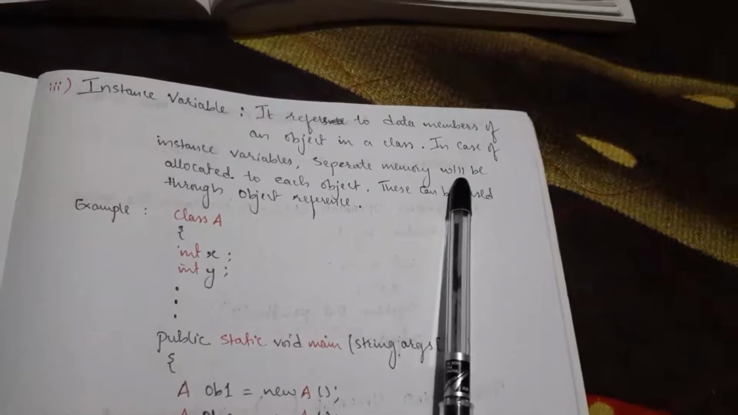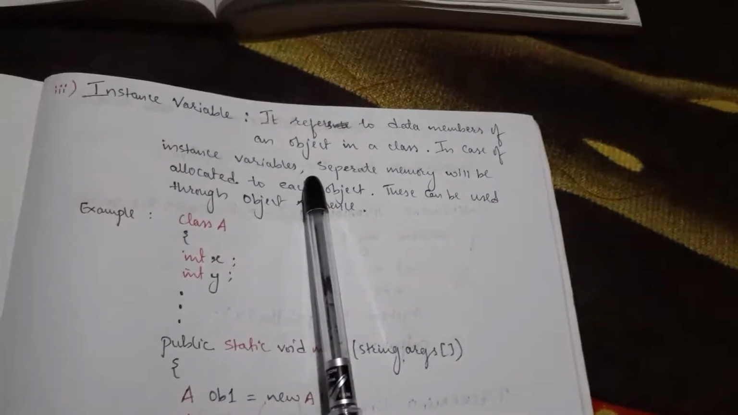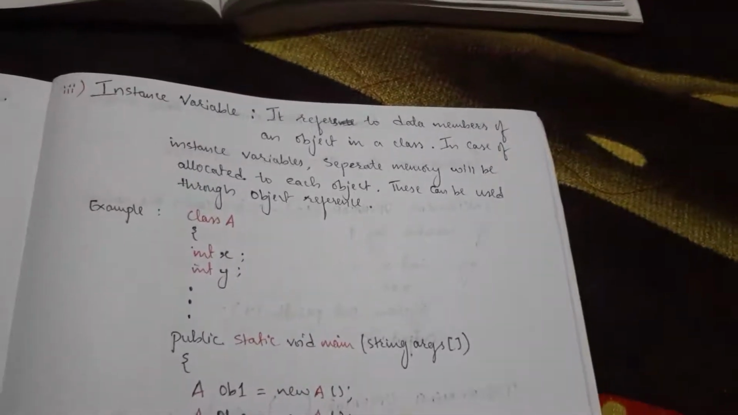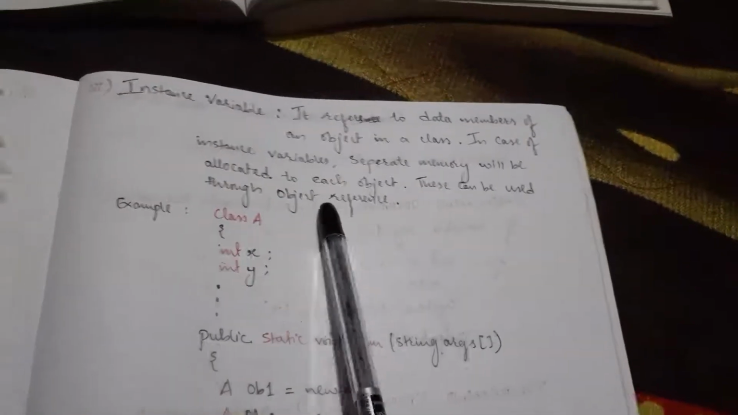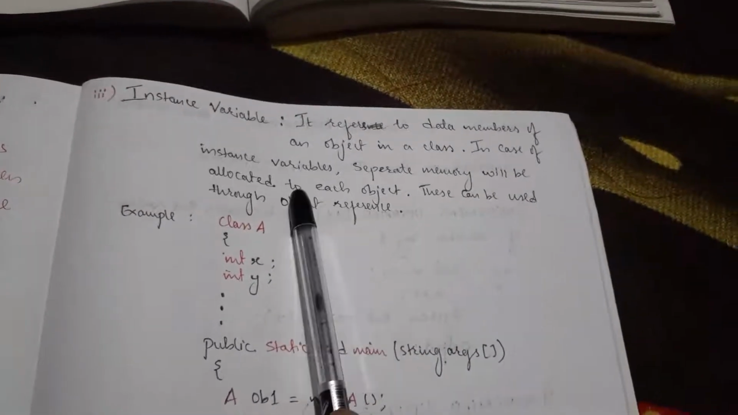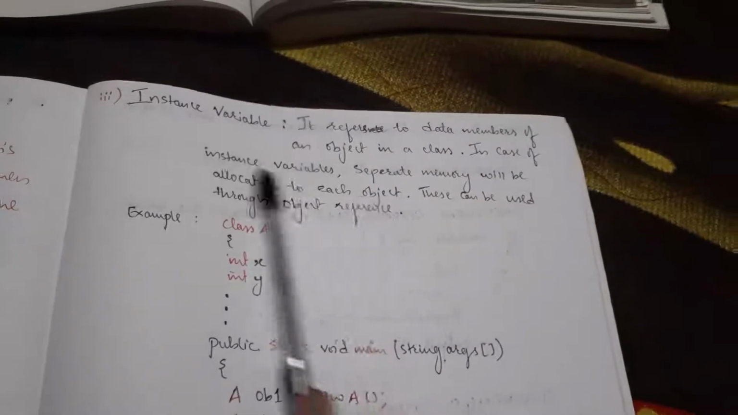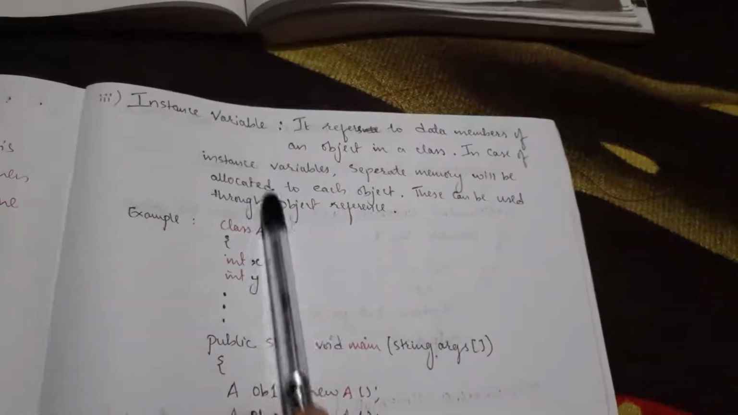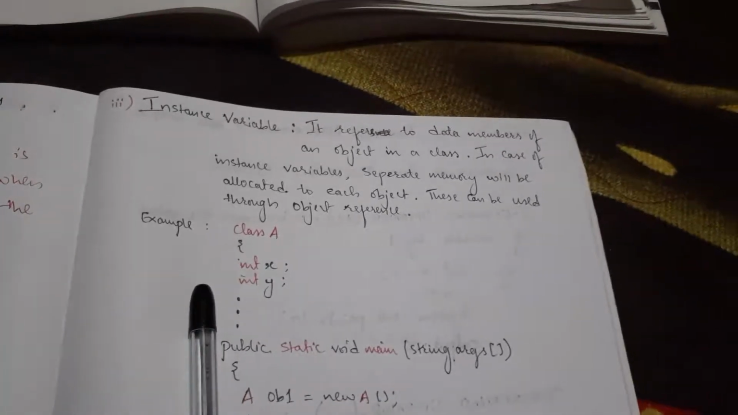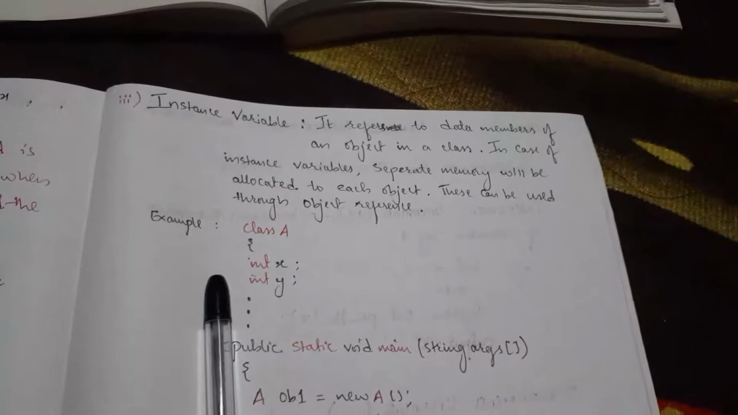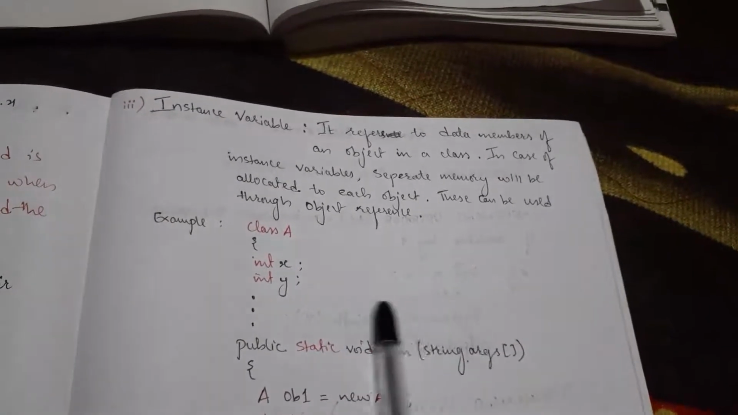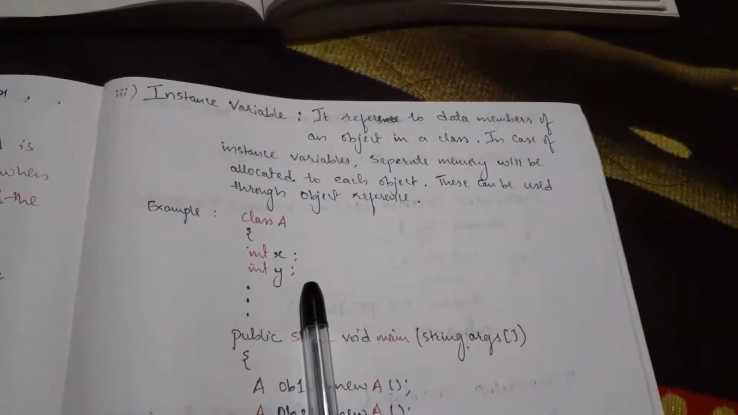If you find the words "separate memory will be allocated", that means we have to create a new object inside a class, inside the programming portion. So this can be used through object reference. That means an instance variable will be used in the programming after allocating memory in a program segment. Then only will the variable be passed in the programming portion.